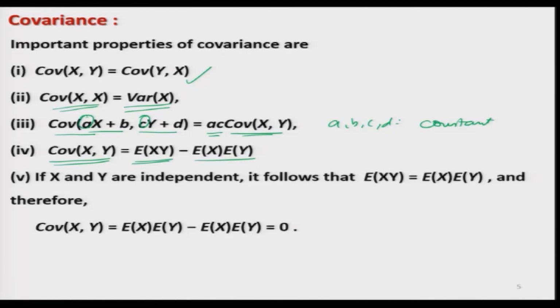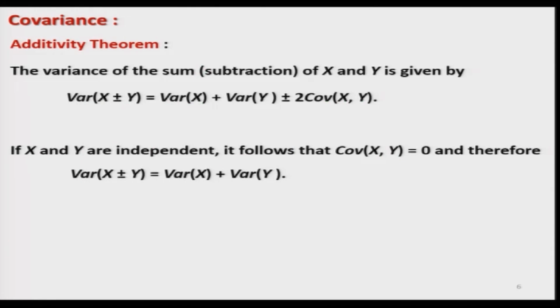And if x and y are independent, then obviously, from the result that we had done for stochastic independence, expected value of x y can be expressed as expected value of x into expected value of y, and therefore this covariance will become simply expected value of x into expected value of y minus expected value of x into expected value of y, which is 0. Right. So, these are very important properties that you can keep in mind.